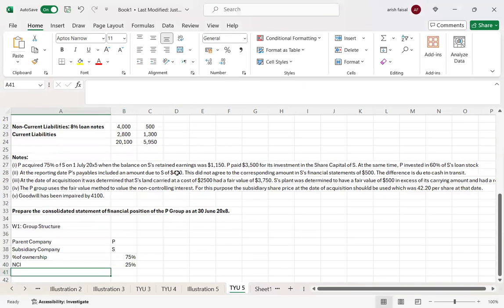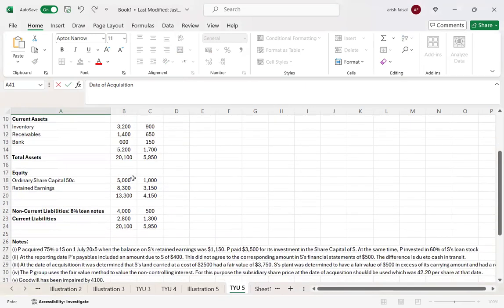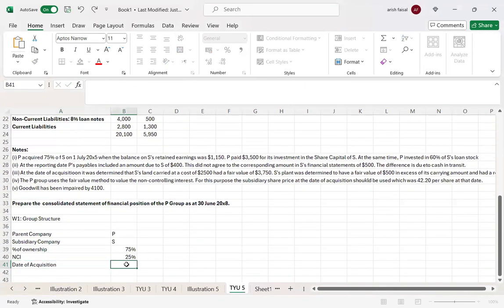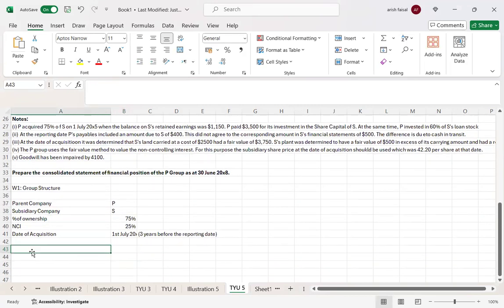Okay. And lastly, we also have the date of acquisition. So the date of acquisition is 1st of July 2005, and you are preparing at 30th June 2008. So that's like 3 years before the reporting date. Okay. So the date of acquisition is 1st of July 2005. I'll write down over here 3 years before the reporting date. Okay.